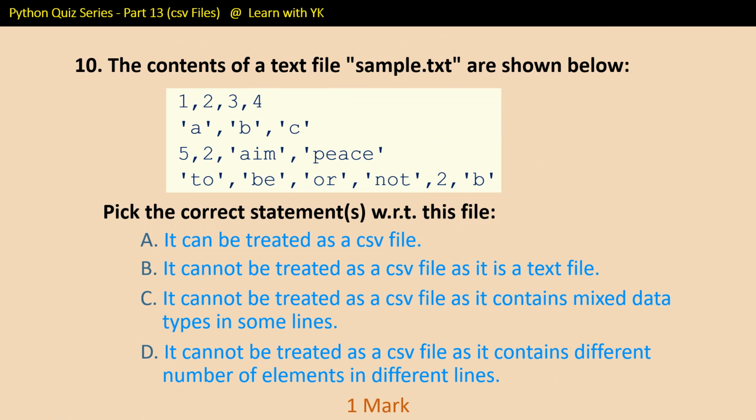Question number 10. The contents of a text file sample.txt are shown below. You can see the contents of this text file. Now pick the correct statement with respect to this file. See the options and pick the correct option. And the correct option is option A. This file can be treated as a CSV file.